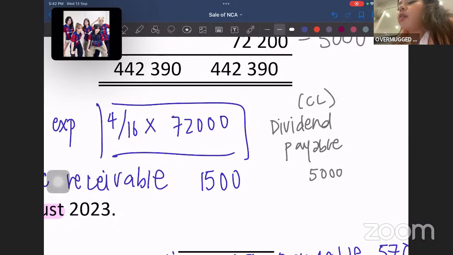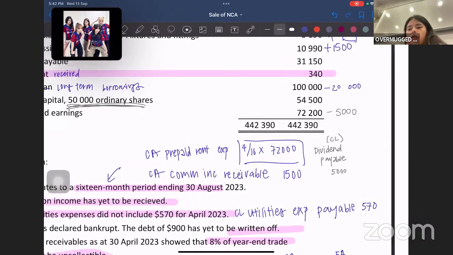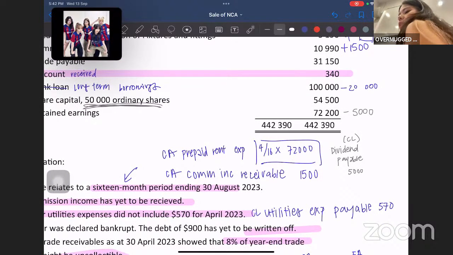This is a CL. Okay, so once again, there's always two adjustments to every additional info. So this one minus 5,000 is one, then I create a dividend payable, that is another one. So in total, I must always have two adjustments.